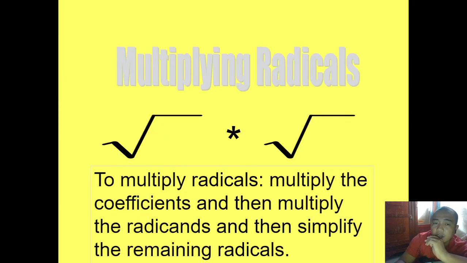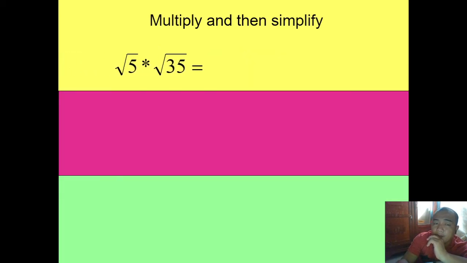Okay, listen. Let us now proceed to the next. We're now through with combining radicals, addition and subtraction. How do we multiply radicals? To multiply radicals, multiply the coefficients and then multiply the radicands and then simplify the remaining radicals.